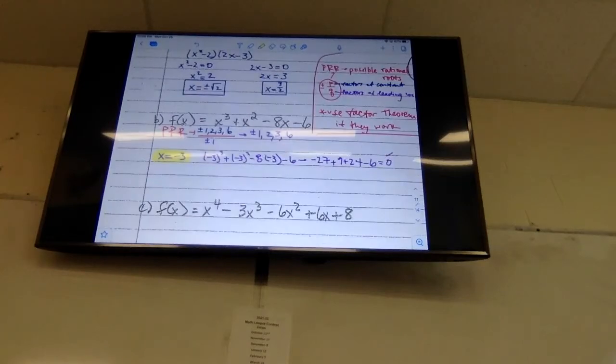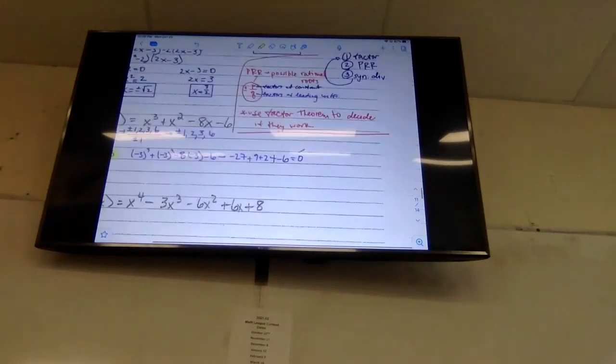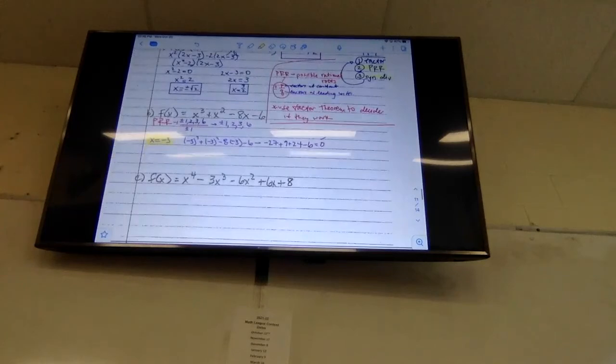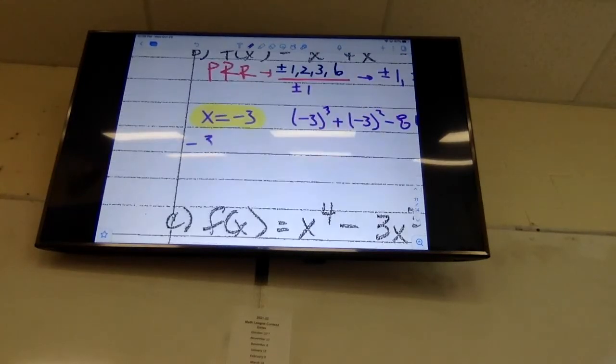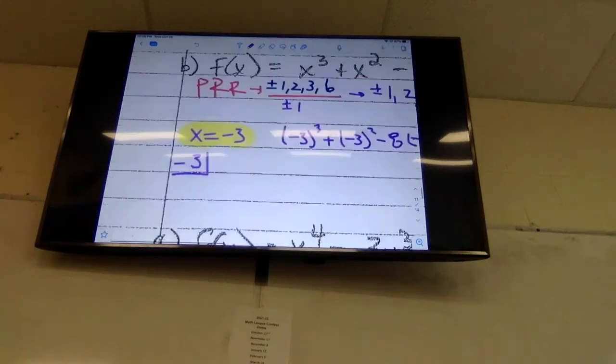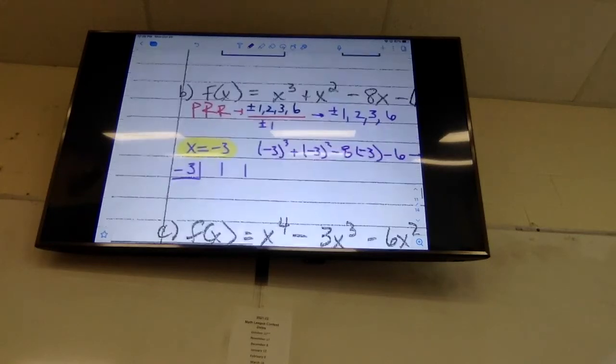Now, I don't know what my other zeros are though, so we need to figure that out. So we just put PRRs, our possible rational roots. Now I want us to use that root that works, -3, and do synthetic division and see what I get after that. Because we should be able to factor that or do the quadratic formula or something to get my final zeros. So we had to check to see -3 worked. Now we're going to use it for synthetic division. So I'm going to go 1, 1, -8, -6.